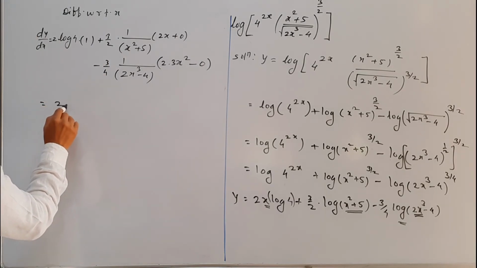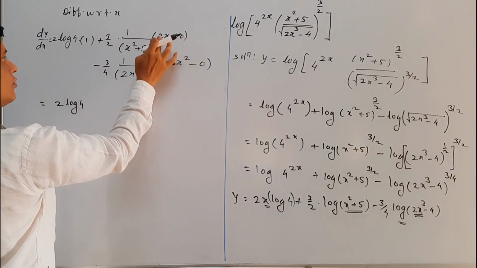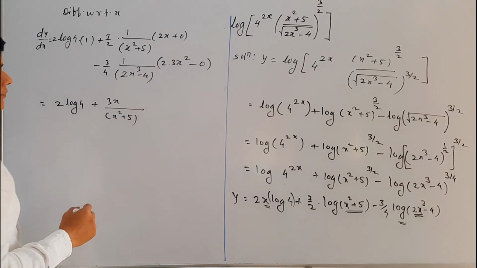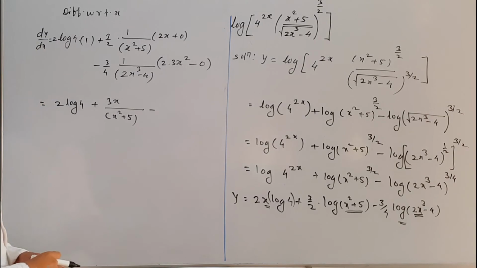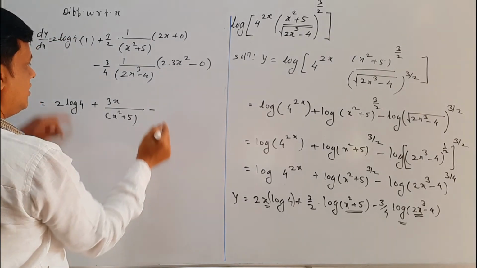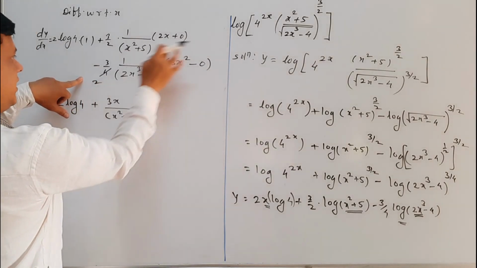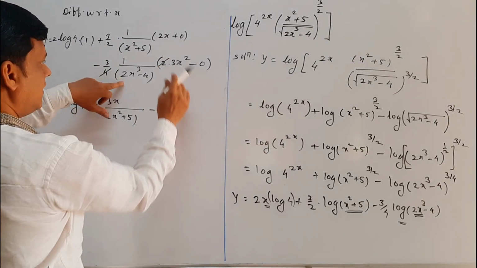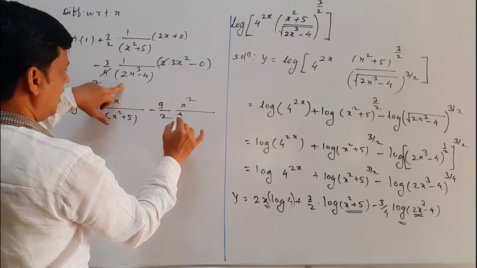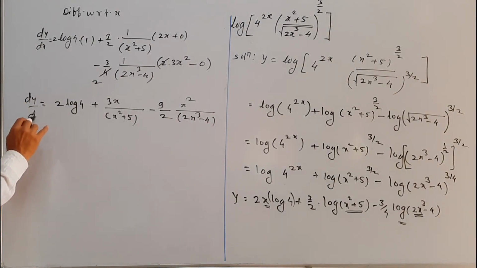So we write here 2 log 4 into 1 as 2 log 4, then this 2x plus 0 as 2x, so these 2 get cancelled, we get here in numerator 3x upon x square plus 5, then minus, so here this 2 into 3 is 6x square minus 0, that is 6x square, so we write here, when we divide 2 to this 4, we get 2 here, so we write here 3 into 3, 9, that is 9 by 2, 3x square, sorry, we multiply with 3, so x square upon 2x cube minus 4 as the derivative of the given function. So we write here dy by dx is equals to.